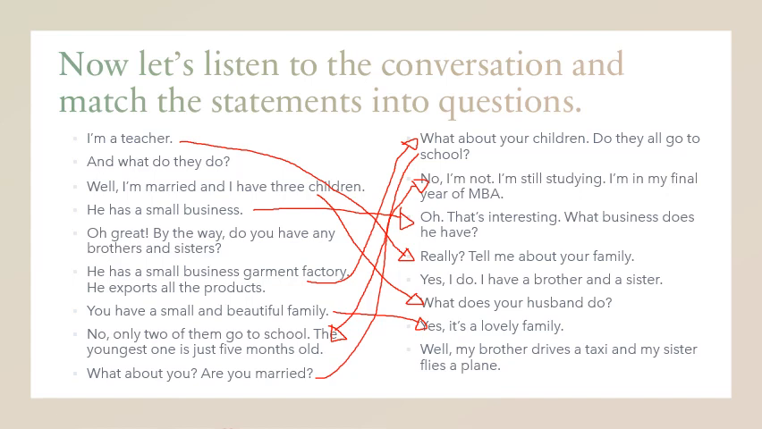Okay, so what does the woman say? The next statement or question is, okay, the woman said, "Oh, great. By the way, do you have any brothers and sisters?" Okay, so what do you think was the man's answer? Okay, the guy said, "Yes, I do. I have a brother and a sister." Okay, so let's continue listening.